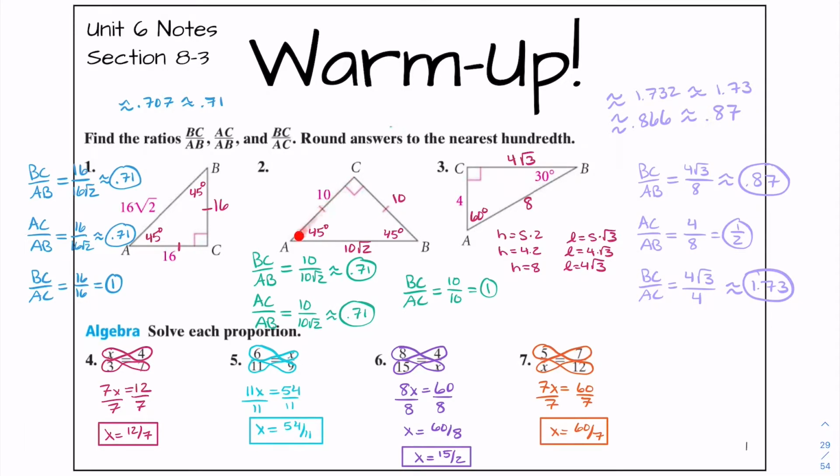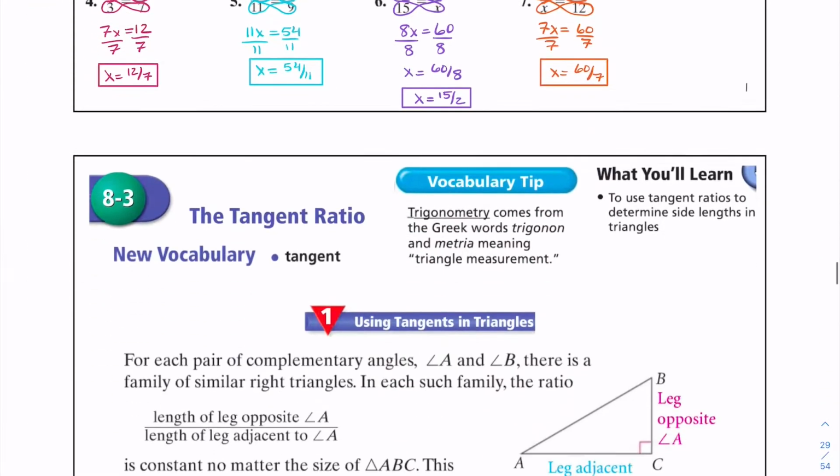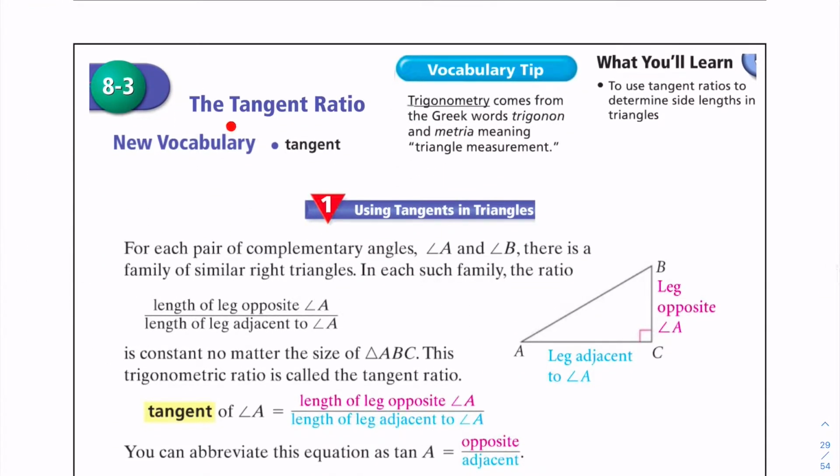What we need to do, though, is focus in on any angle other than the right one. We can't put anything in terms of the right one. I'll explain. This is what we're going to call trigonometry. So we're starting this lesson. It's a long lesson. It's on trig. Trigonometry comes from the Greek words trigonon and metria, meaning triangle measurement.